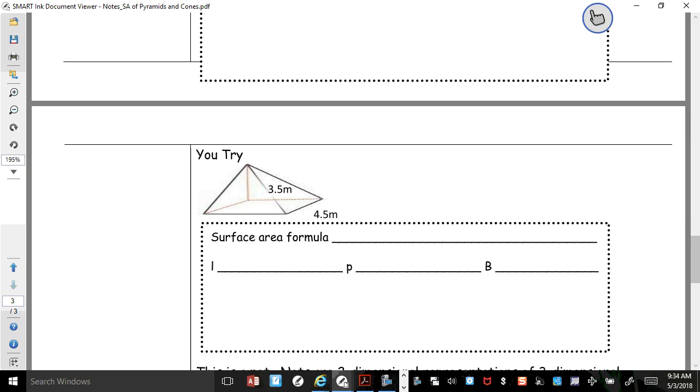So they didn't give you enough info. It looks more like a rectangle, yes, but it's a square. Oh, area of the base.